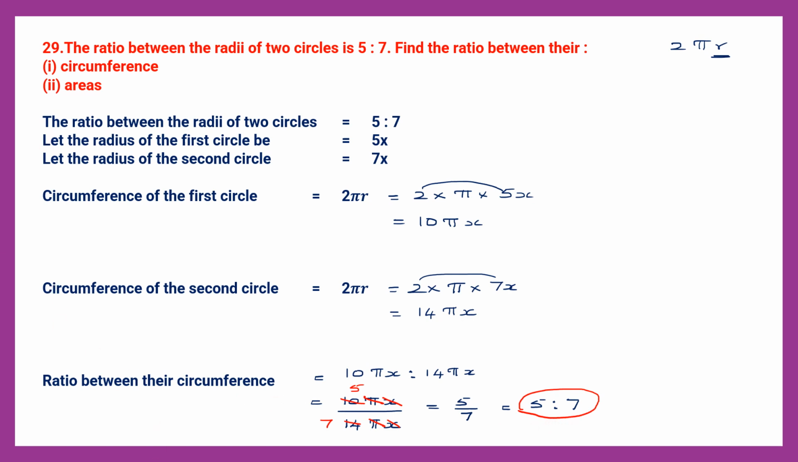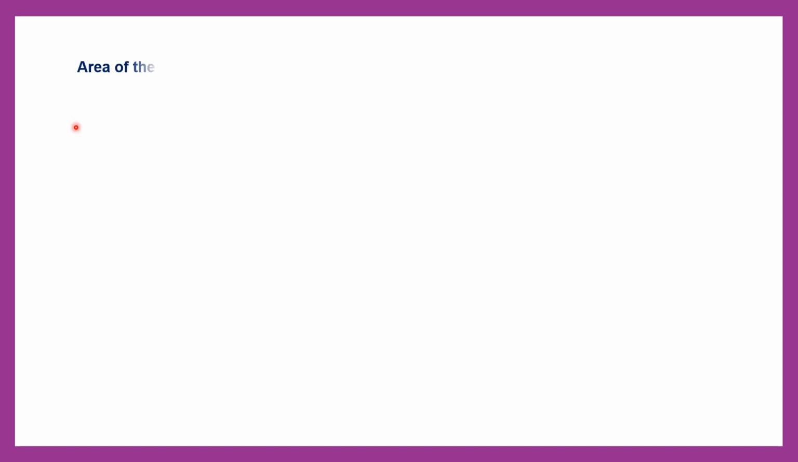Now the next thing is we have to find the ratio between their areas. So the radii is given. Now we have to find the ratio between their areas. Remember, we have said the radius of the first circle is 5x and the second circle is 7x. So now the area of the first circle, the formula is pi r square. So this will be pi into r is 5x, 5x square.